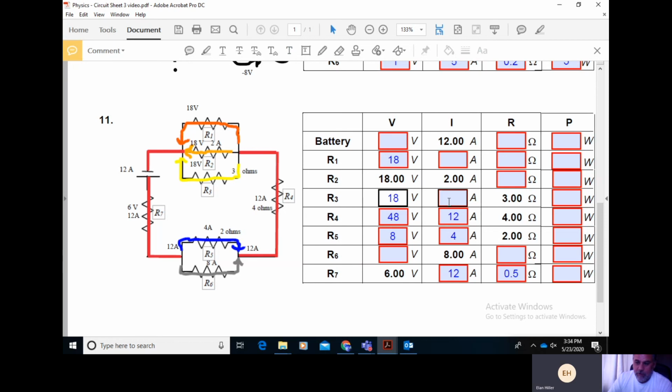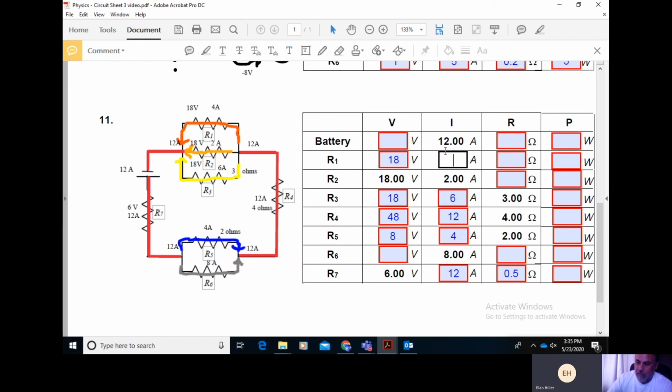I can now find the current going across resistor 3 because I have 18 volts and 3 ohms. So if I take 18 volts divided by 3 ohms of resistance, I get 6 amps of current. There we go. So we know that there are 12 total amps coming into the split, and 12 total amps coming out of the split. From that 12 total amps, 2 and 6 make 8 total amps. That must mean there is a remaining 4 amps going across the top pathway.